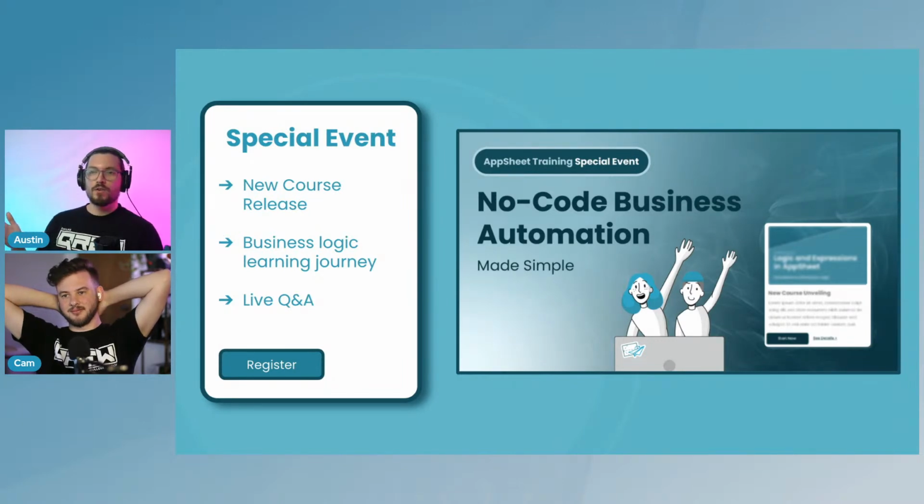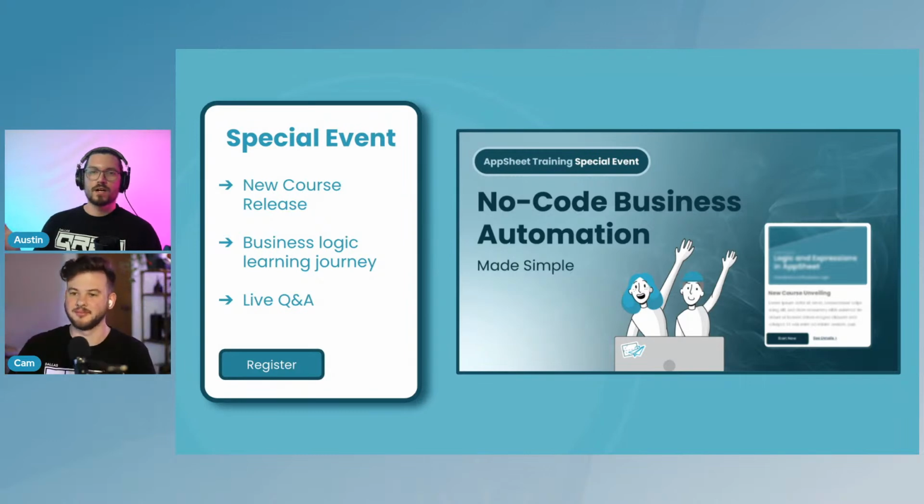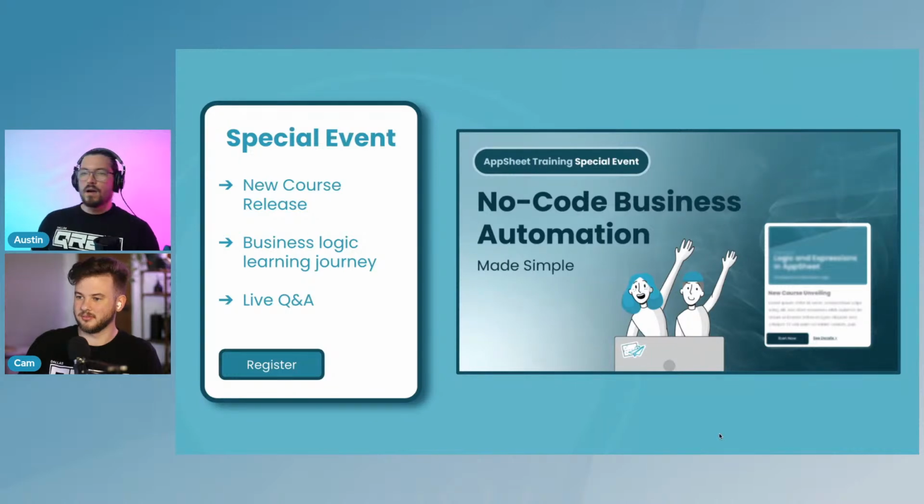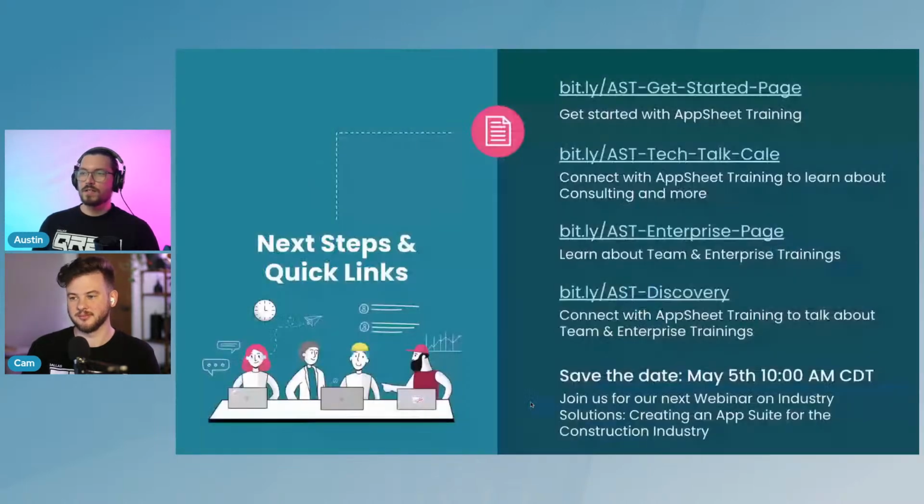And we're going to be talking about a new course release. We're going to talk about the business logic learning journey, and we'll have live Q&A there as well. So make sure to come hang out with us. It'll be me and Deanna on this one, and we'll talk about what's new at AppSheet training. So we'd love to see you guys there, and register and come hang out with us on May the 6th. So that's when this event will happen, and you can find out more by going to this link here. And yeah, so make sure you guys register for this special event. We're really excited about this new course release, and you'll learn all the ins and outs of what we have to offer on our new course release on May the 6th. So make sure to come and hang out with us then.